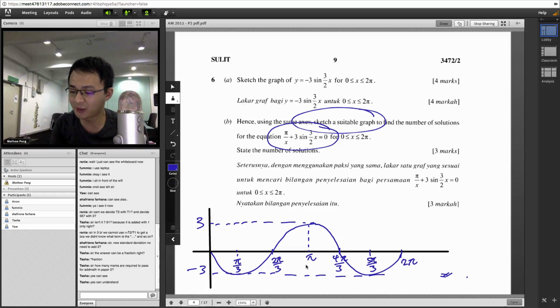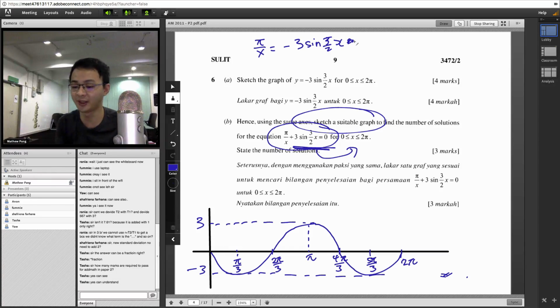So from the equation on the top here, we know y equals negative 3 sine 3 over 2x. In order to make this one have the y here, I will move the whole thing to the other side. So 3 sine 3 over 2x to the other side will become minus 3 sine 3 over 2x. The equal to 0 is gone already. So the whole thing here, this is y, isn't it? So I just move the whole thing to the other side. This is y. So actually y equals pi over x.